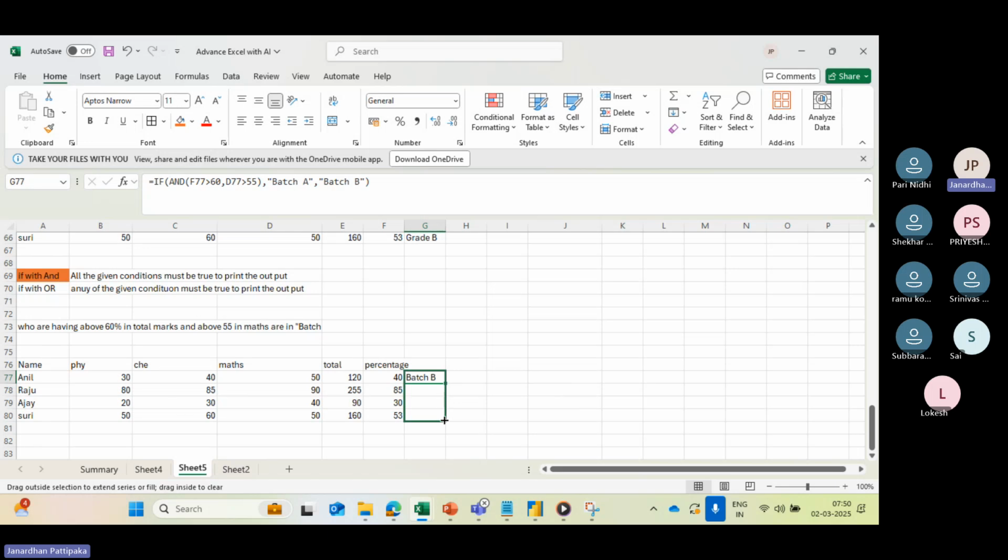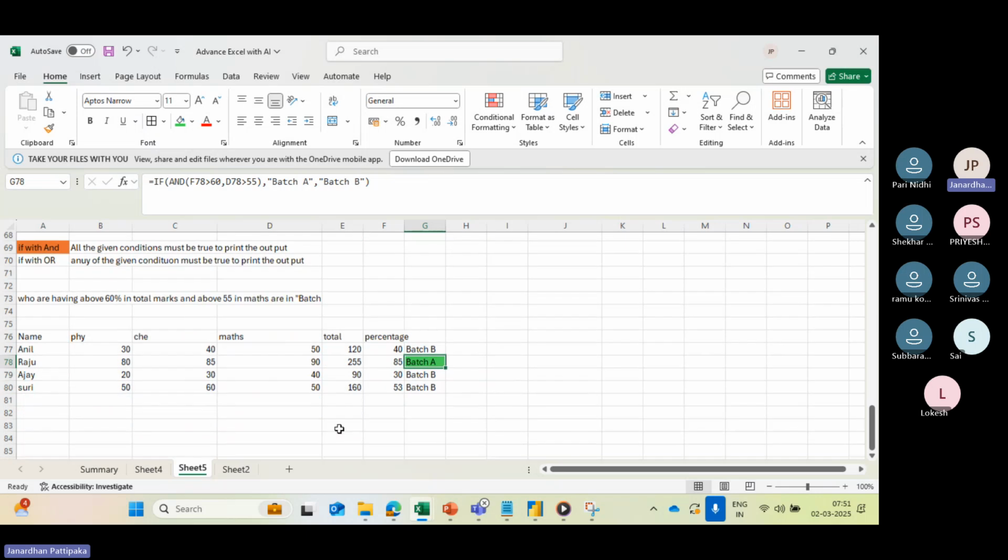Now let us drag this. Only this person has satisfied both the conditions. See, I'm marking it in green color. That means he has passed. Is the total percentage above 60%? How much is the percentage? 85%. Maths marks should be greater than 55. He got 90. That's why he moved into batch A. But when you look at the batch B person over here, the total percentage is above 60% for this guy. All the other persons we did.